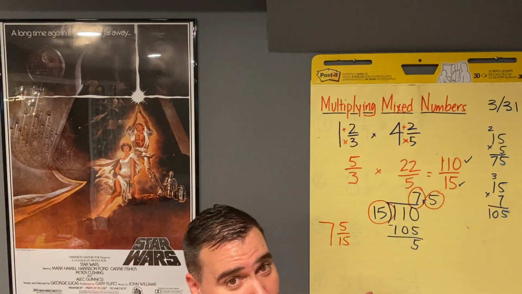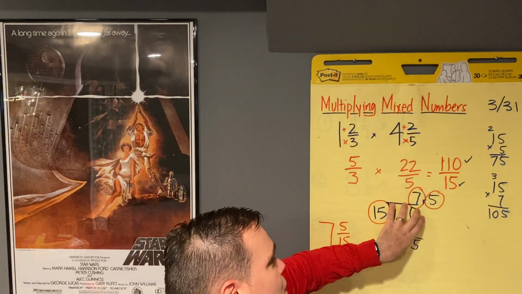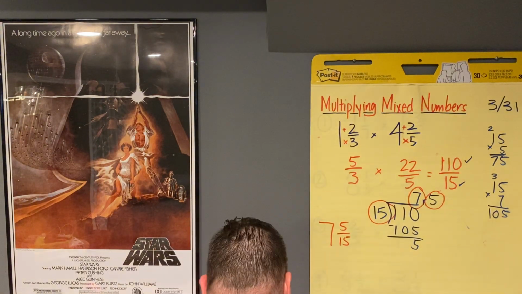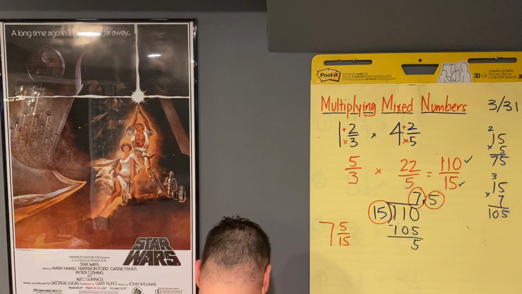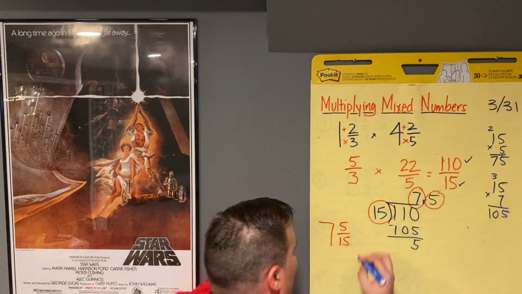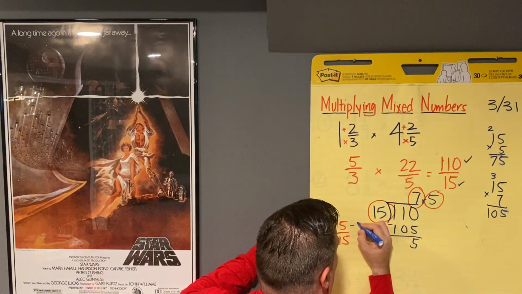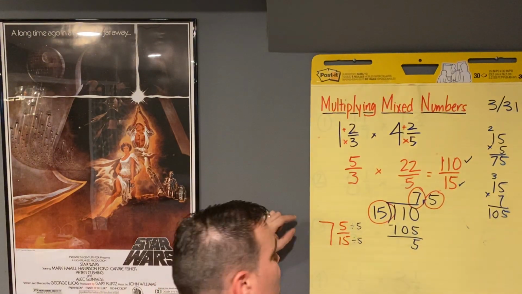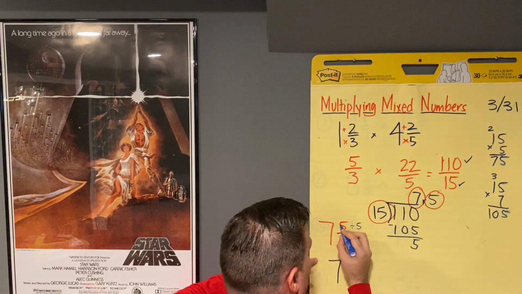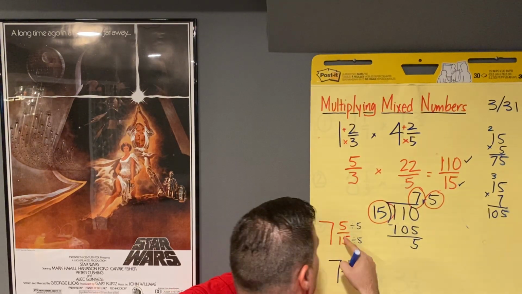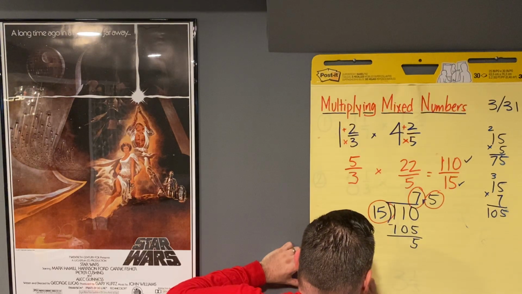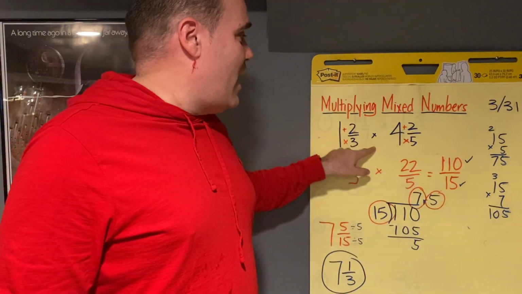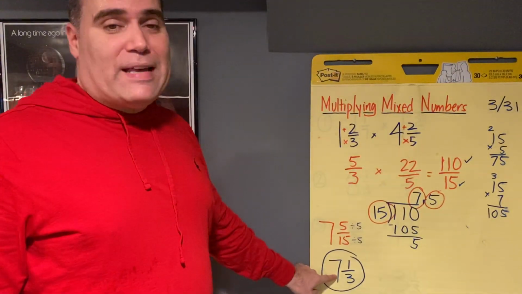Now, the last thing I want to do, remember, I decided to convert to a mixed number before I reduce. So now I have to reduce the fraction part. So I can say, well, 5 and 15 have 5 as a common factor. So I'm going to divide both of those by 5. And so the 7 stays the same. 5 divided by 5 is 1. 15 divided by 5 is 3. So my final answer to 1 2/3 times 4 2/5 is 7 1/3.